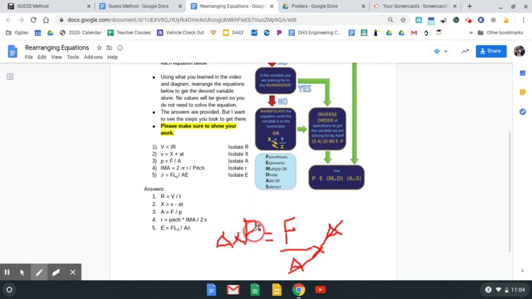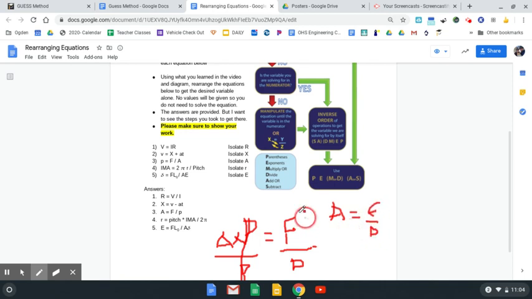Is there any subtraction or addition? No. Is there any division or multiplication? Yes. What's the opposite of multiplying? Dividing. Well then, I can divide this side by P, and let me erase this because we don't need it anymore. And I can divide this side by P. Okay, so now we're left with, this of course cancels, and now our new equation is A equals F over P. A equals F over P.